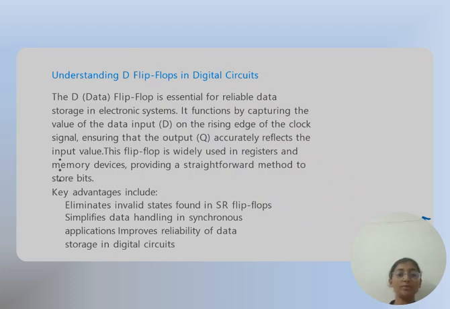The characteristic truth table is simple. When the clock triggers, output Q equals D. Otherwise, the output remains unchanged. Here, the D flip-flop is essential for reliable data storage in electronic systems. It functions by capturing the value of the data input on the rising edge of the clock signal.